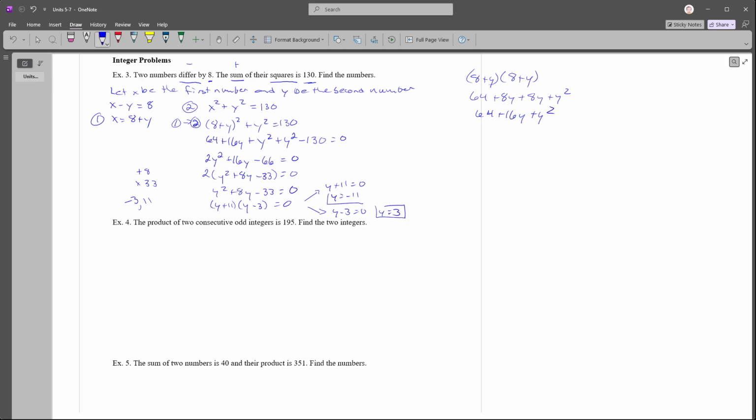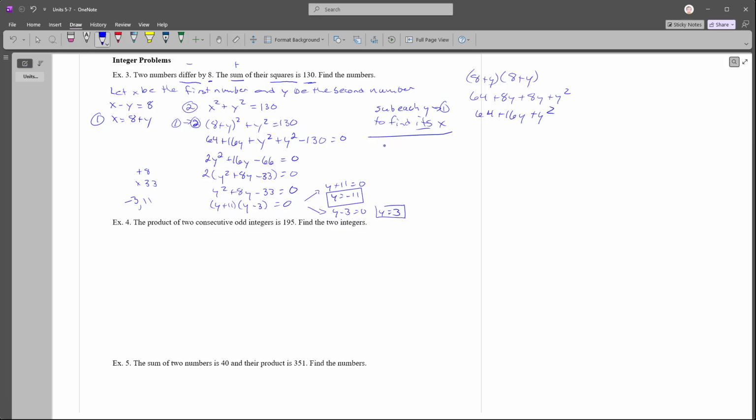Wait, how can y be two things? Why not? Is it not possible that there are two sets of numbers that actually make this math work? Yeah, of course there is. So what that means is we need to find the x values that match up with these y values. We have y's, so we need to find our x's. So what we're going to do now is sub each y into equation 1 to find its x value.